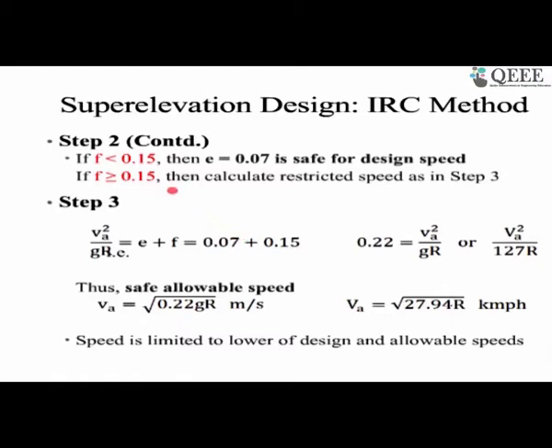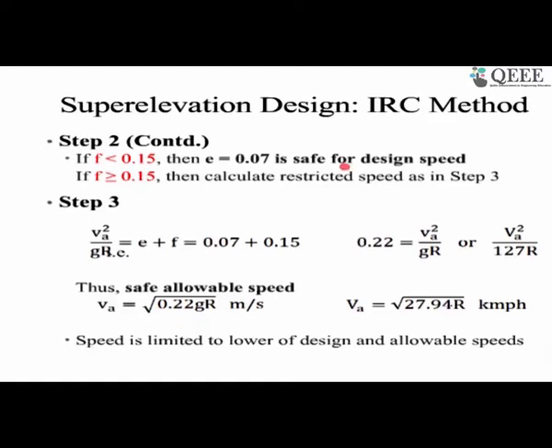Step 3 says that to be safe, rather than doing anything else, you need to reduce your design speed. So what do we do? We maxed out our super elevation, we maxed out our friction factor, 0.07 and 0.15. Based on that, we find out our safe allowable design speed, and this is the equation through which we can find out the speed. This is how we should be providing the speed limit, and the speed limit will be lower than the design speed, and this is how we will be designing the overall super elevation.